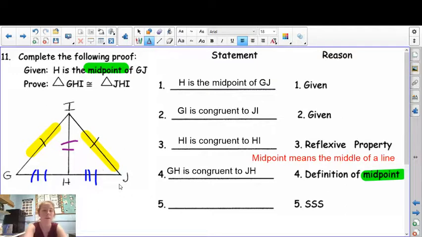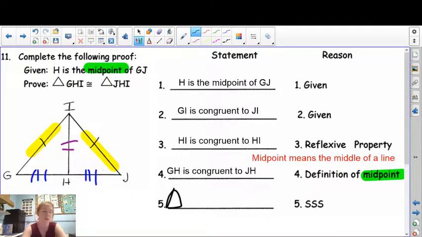And last one, our congruency statement. Triangle, let's start with a yellow side. Let's go J to I to H is congruent to triangle G to I to H.